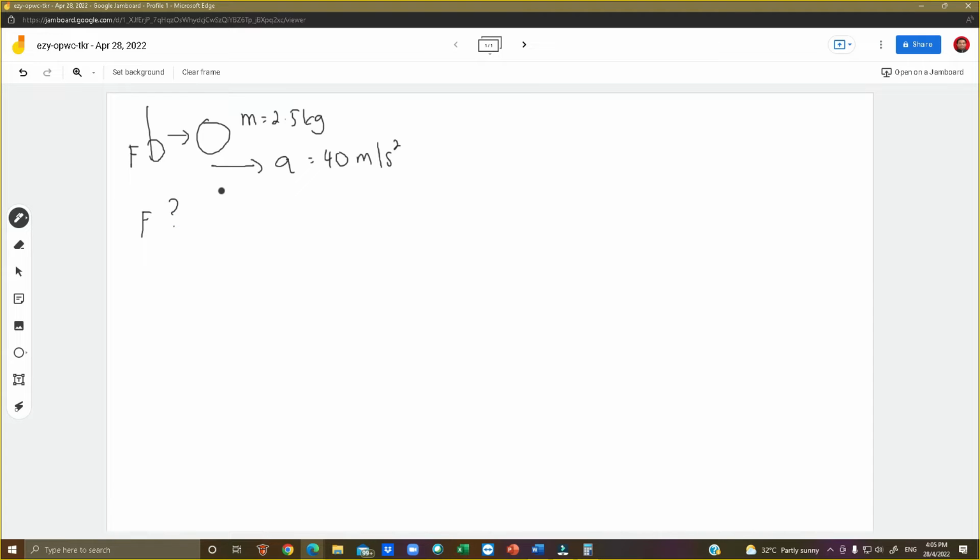Silakan. Soalan mudah. Okay, I wrote down the information. We have mass. We have acceleration value. So how much force? Hundred Newton. 100 Newton. Good work.